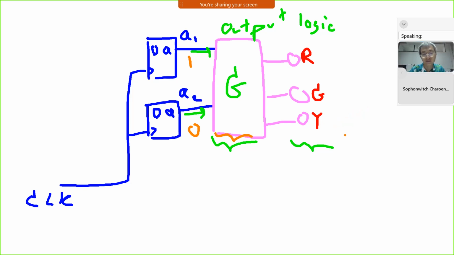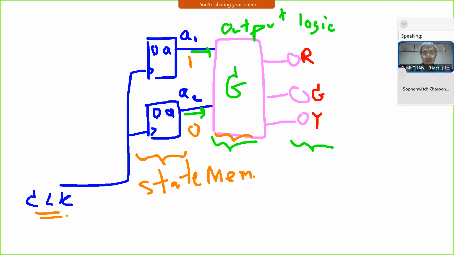Everyone okay? So the flip-flop is just used for state memory, which will take the state when the clock ticks. And the state value you can read from the value of Q1, Q2, or the output of the flip-flops. So Q1, Q2, or the output of the flip-flops, is normally called the state variable.